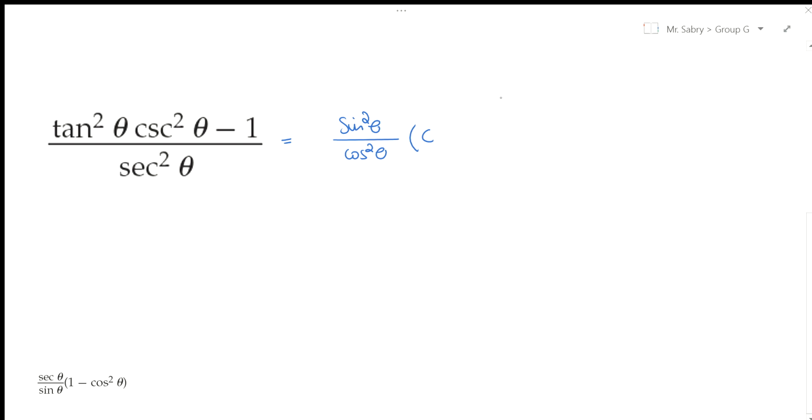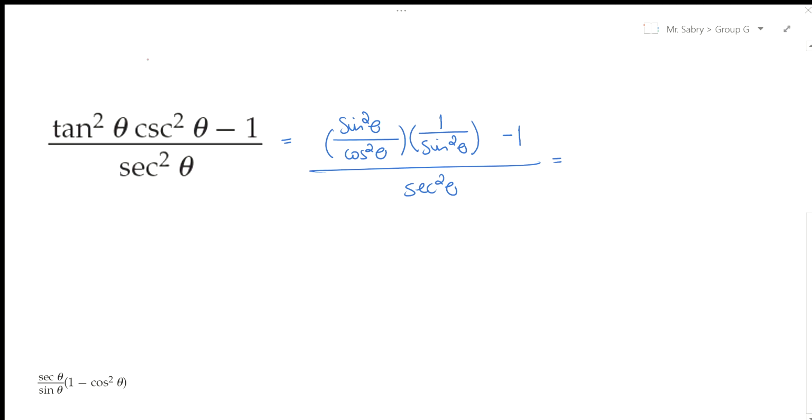And the cosecant, I'll change it to become 1 over the sine to the power of 2, again based off the reciprocal identities, and then minus 1. And all of this is still over the secant squared theta. I did not change the secant for now. I'll change it later, but I'll try to simplify the things up there first.